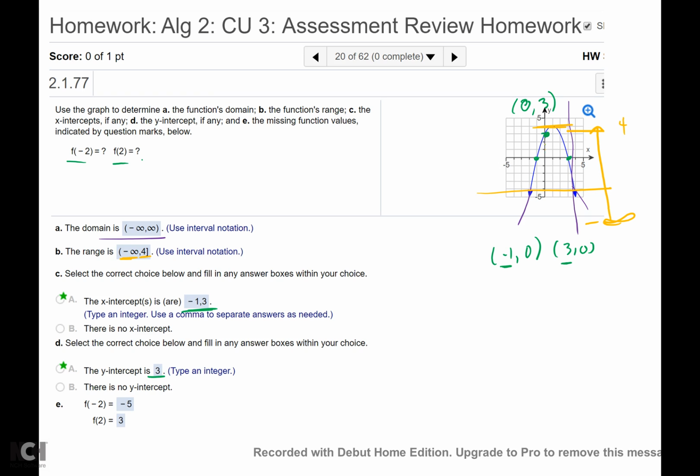And then to find these two functions, to find f of -2, they want me to find the ordered pair that has -2 for an x-coordinate. So if I go to -2 on the x-axis, -2 is right there, go down to the graph, its y-coordinate is -5. To find f of 2, again, they're wanting an ordered pair where 2 is my x-coordinate. So if I go to 2, go up to the graph, read over to the y, that's at +3. Okay?